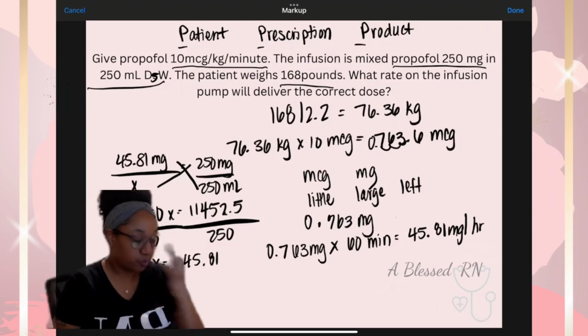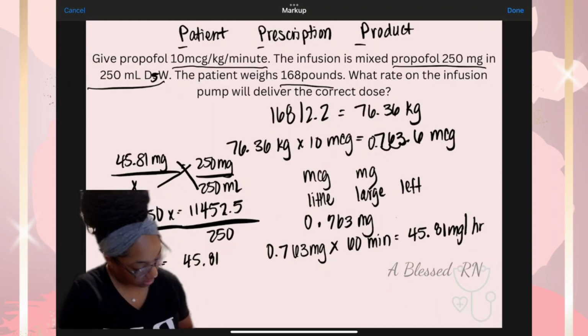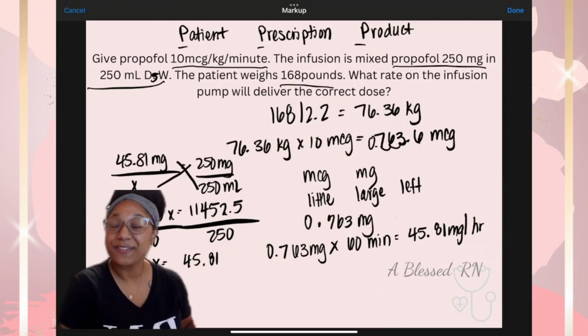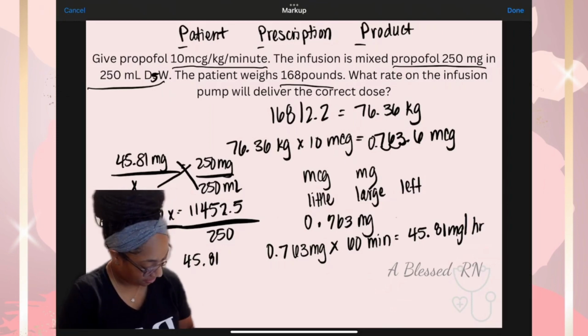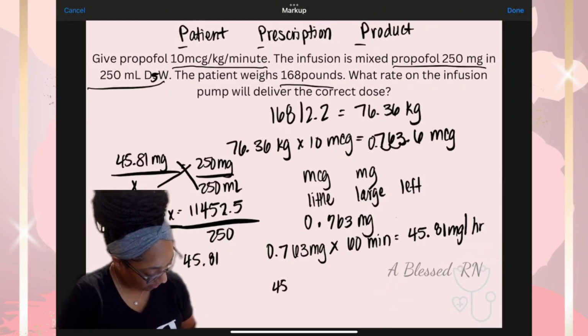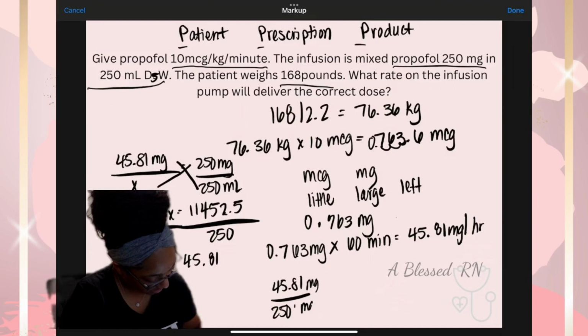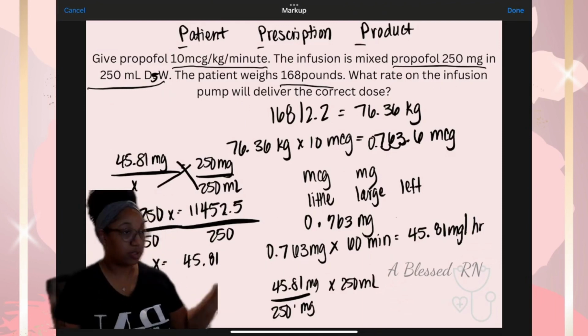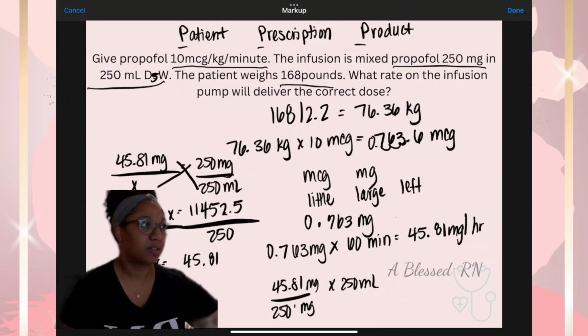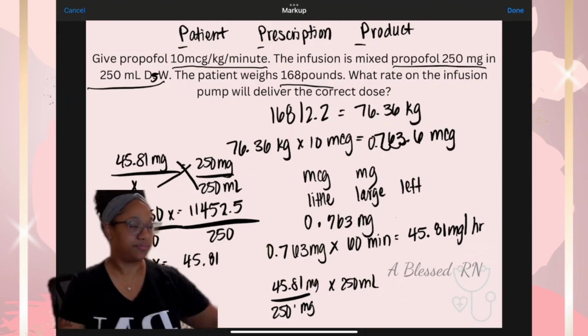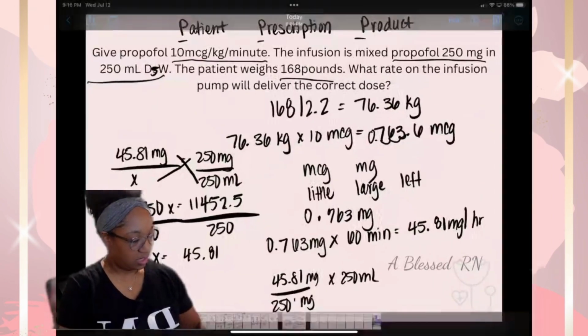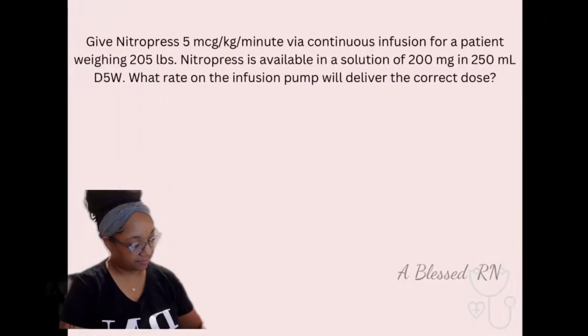And then you can also do it in dimensional analysis. I mean, not dimensional analysis, desired over half. We already did dimensional analysis. So 45.81 over 250 mgs times 250 mLs. And you'll get the same thing, okay? All right. That's how you do that.